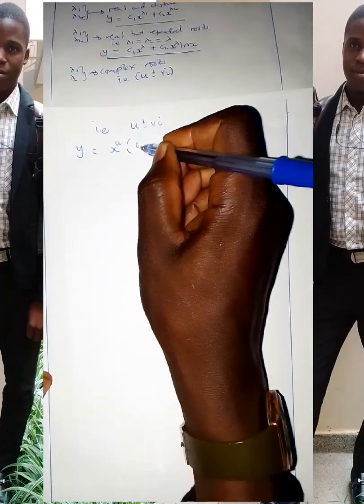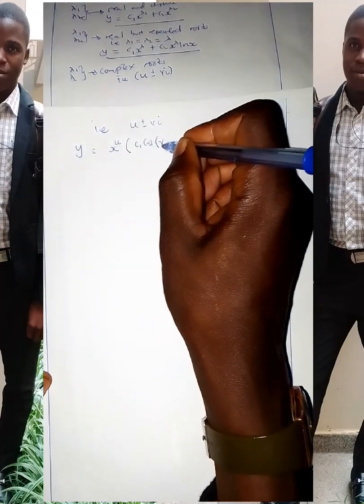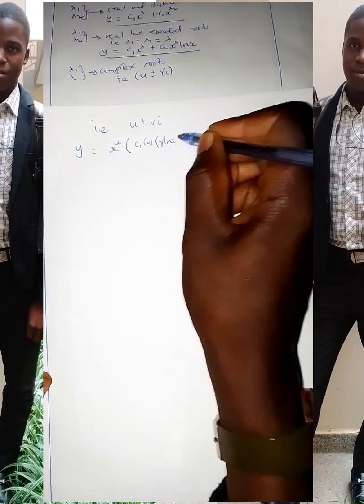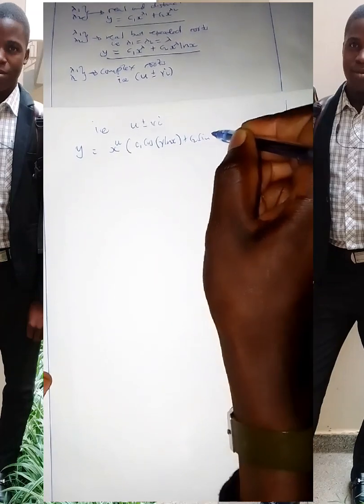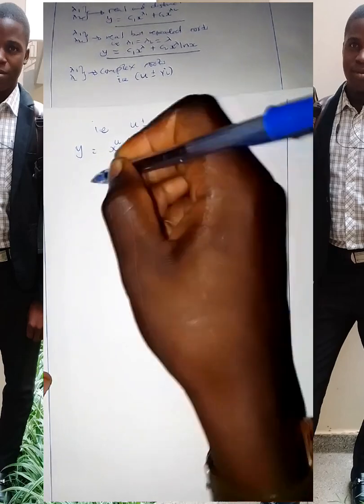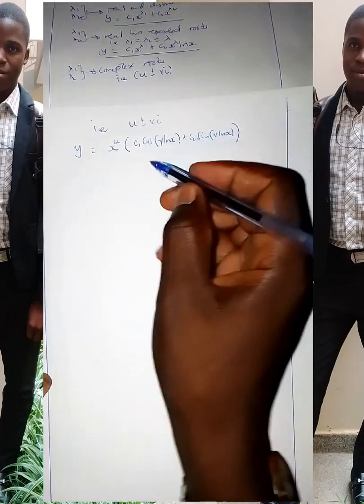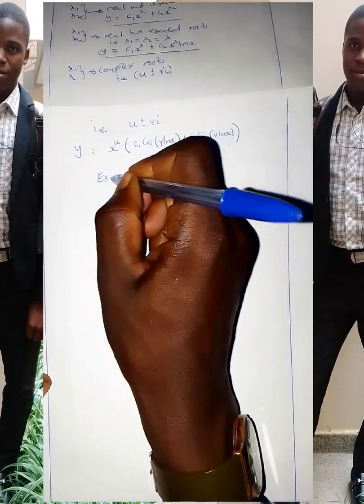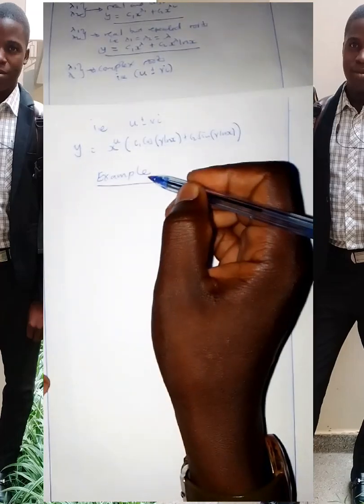Now we get c1 cos of v natural logarithm of x, then plus c2 sine of v natural logarithm of x. This is what we are talking about in this format. So we shall look at an example of this format and see what happens.